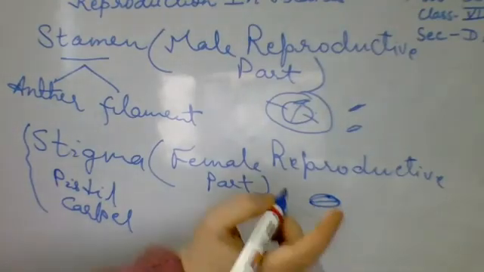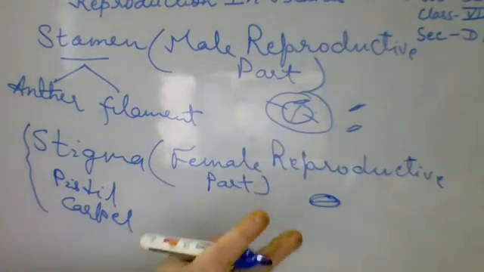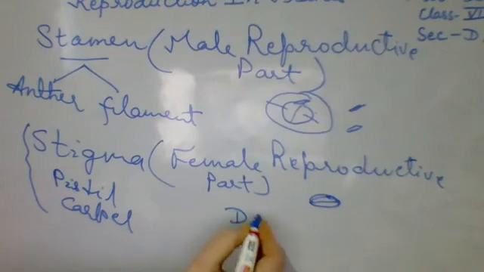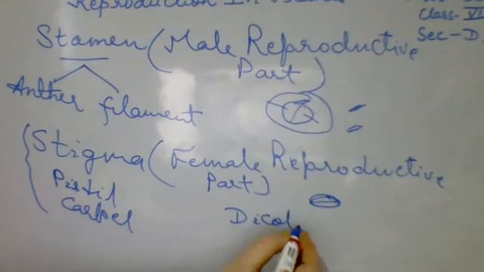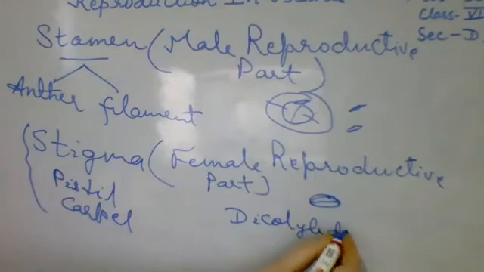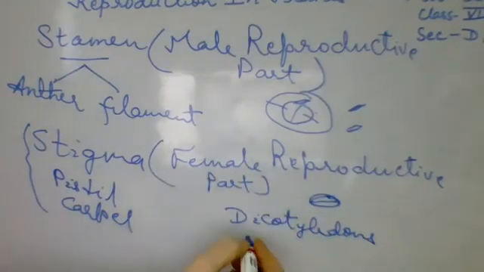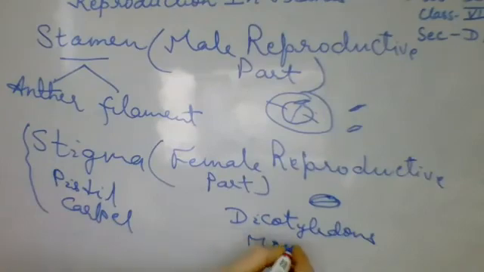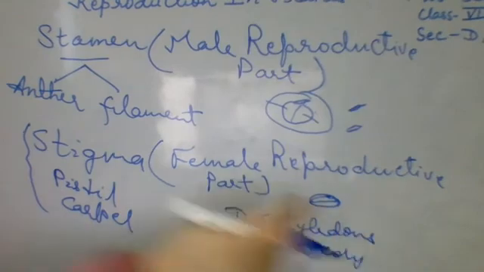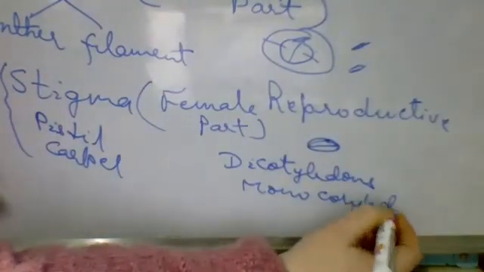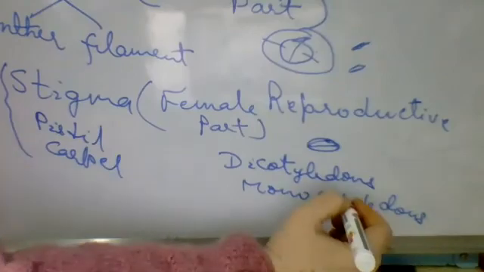So those seeds which can be bifurcated into two parts are known as dicot. इसको क्या बोलते हैं? Dicotyledons. और जो एक पार्ट में रहता है उसको क्या बोलते हैं? Monocotyledons. Is it clear, children?